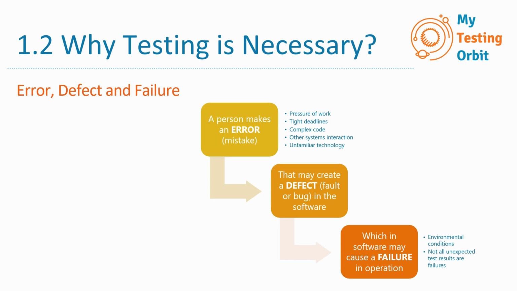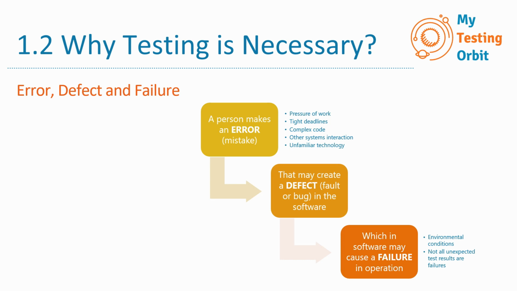Once an error is there, that error can lead to a defect, which is also known as a fault or a bug in the software. So an error can cause a defect in the software, which then can be transformed into a failure when that software goes into operation. So let's go through it again. A person makes an error, that may create a defect in the software, which may cause a failure in operation.